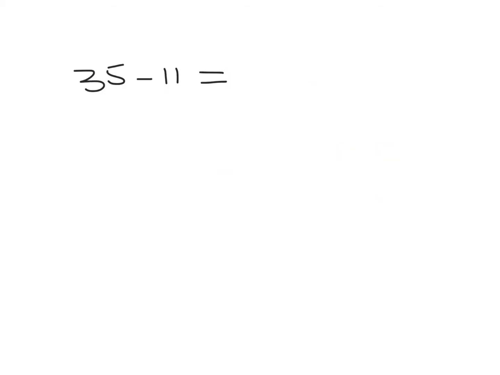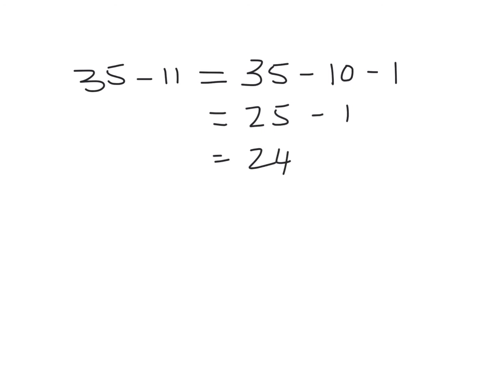Right, well here's one for you to do. 35 take 11. Pause the video and give it a go. Alright, so how'd we go? So one way to do it would be, say, 35 take 10 and then obviously take another one. So 35 take 10 is easier to work out. It's 25 take 1. So 25 take 1 would be 24. So this strategy is actually just called compensating. Okay, so you're rounding up to the values of tens wherever you can.